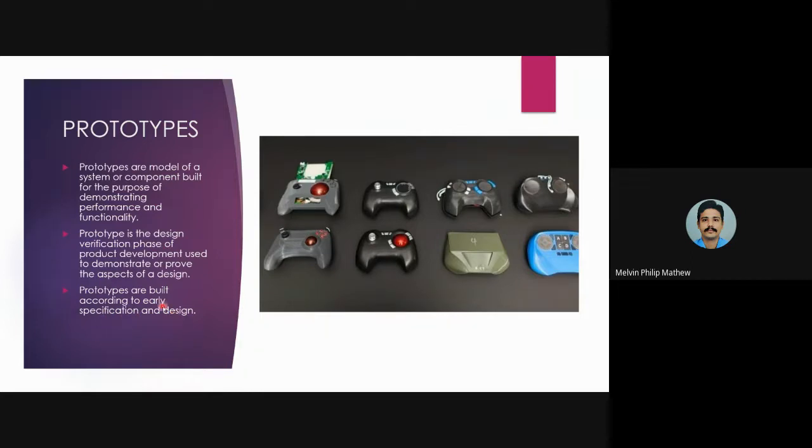The early specification and design were done based on the consumer need or consumer demand, and we identify the problem and then design it. The specification for the particular product is already mentioned in the problem statement, and then we build the prototype accordingly.